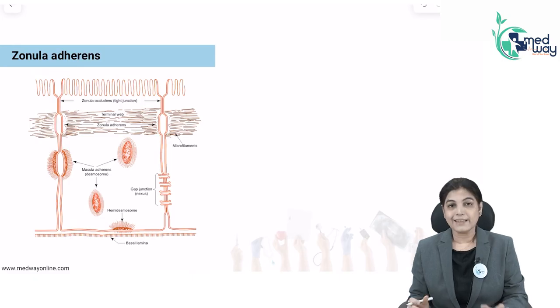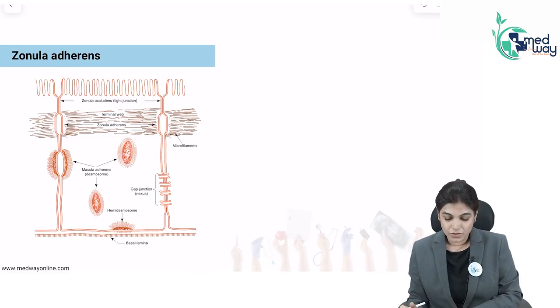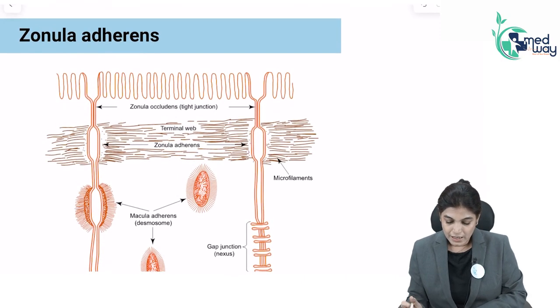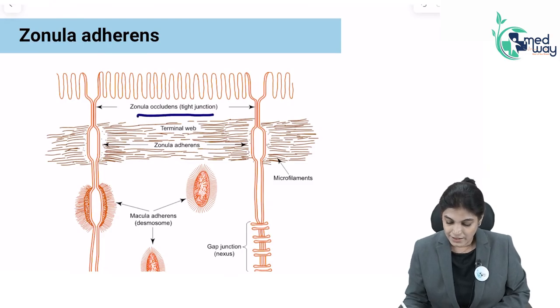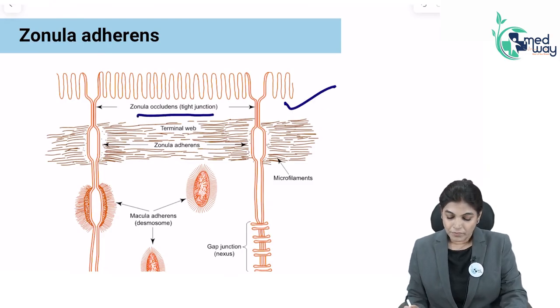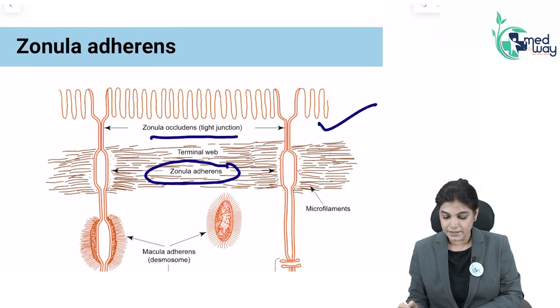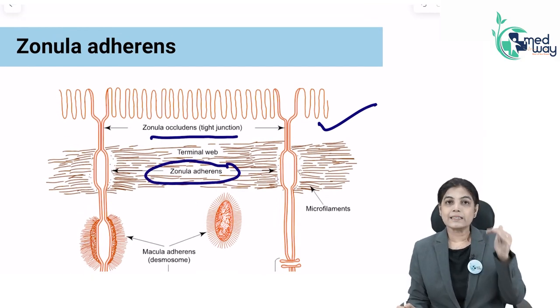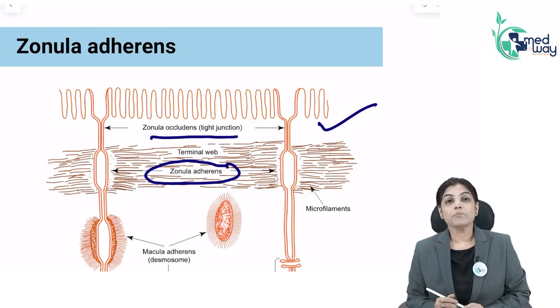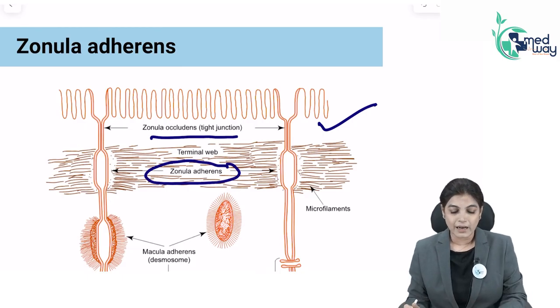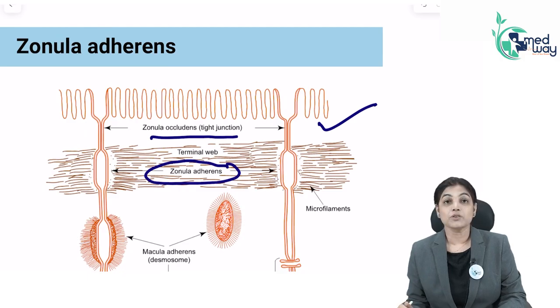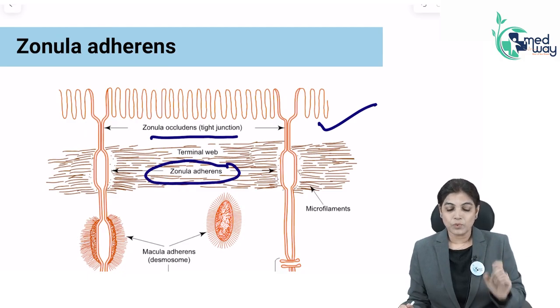Now, let us talk about the next, that is zonula adherens. I am enlarging this. This is the zonula occludens, the tight junction, on the apical aspect of the epithelial cell. Lower to it, you can see the zonula adherens. Its location is below the tight junction, or zonula occludens. And here there is a gap of 20 nanometers.